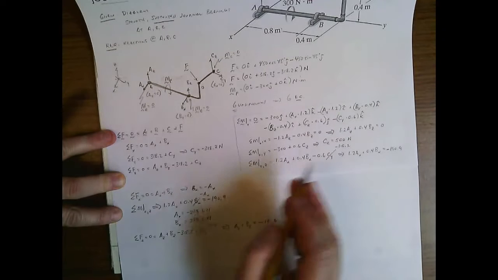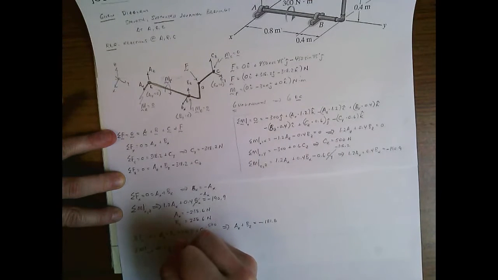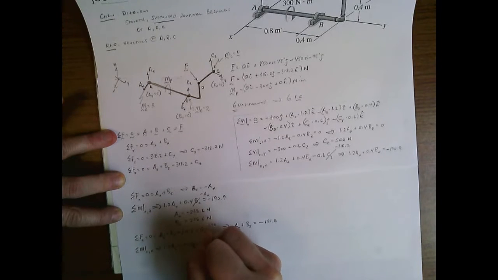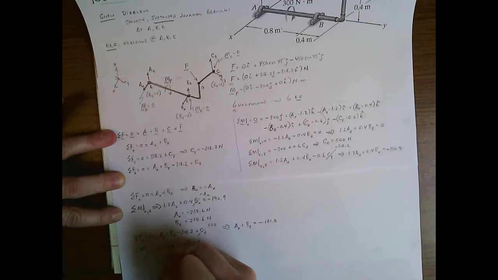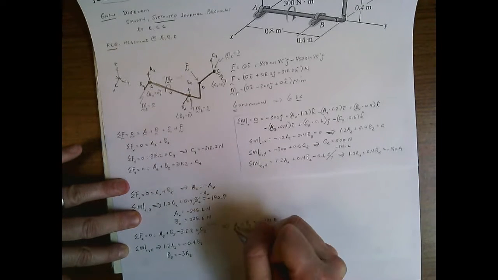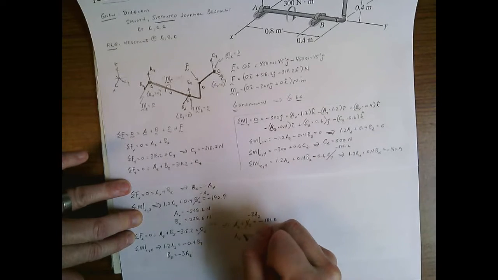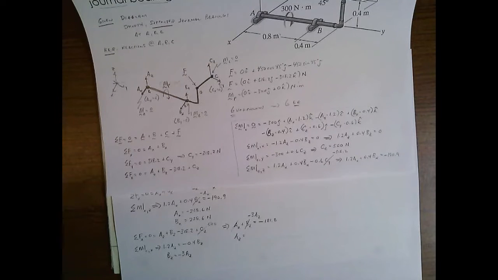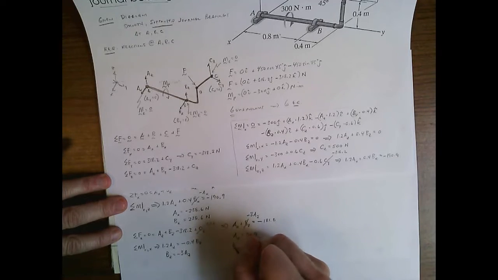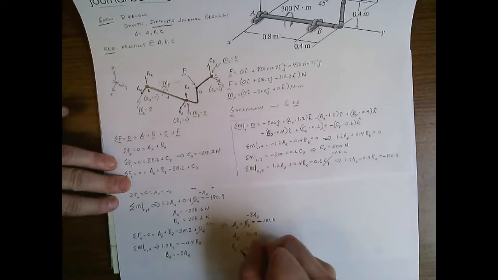Okay, now I've got another expression for AZ and BZ, which is the sum of the moments about O in the x direction, which gives me up here 1.2 AZ is negative 0.4 BZ, or BZ is equal to negative 3 AZ. So I can plug that back in. That gives me negative 2 AZ is equal to this. AZ is equal to 181.8 divided by 2, which comes out to be positive 90.9. BZ is equal to negative 3 times that, negative 272.7.